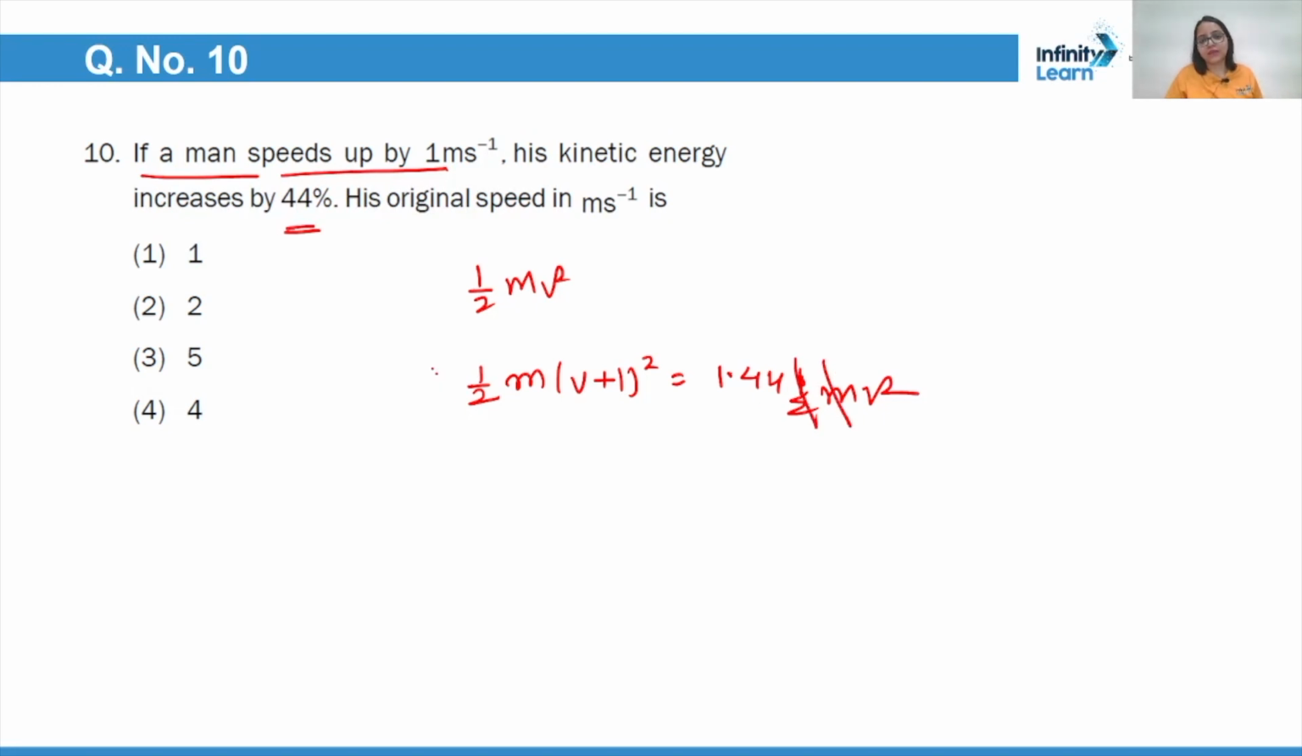So half m cancels. So we have v plus 1 whole square is equal to 1.44 v square. So it is v plus 1, which is 1.2 v. And after solving this one, you'll get v as 5 meter per second.